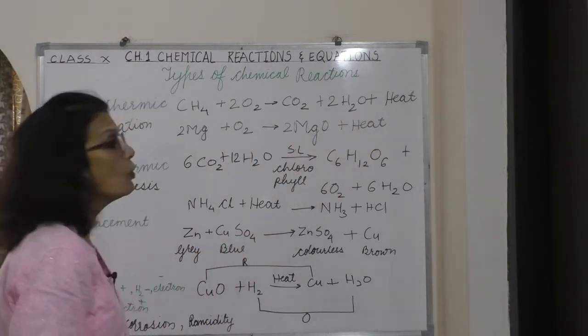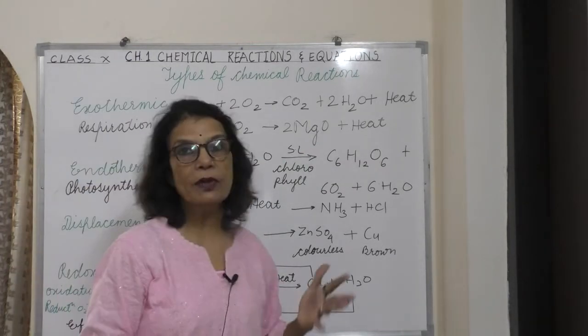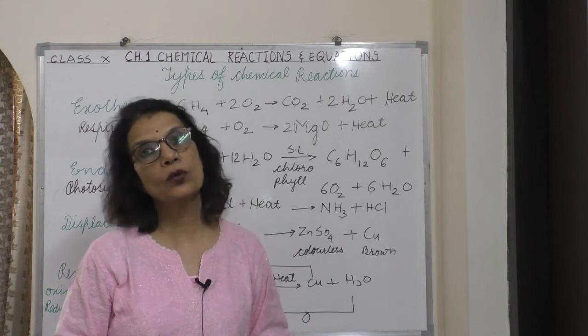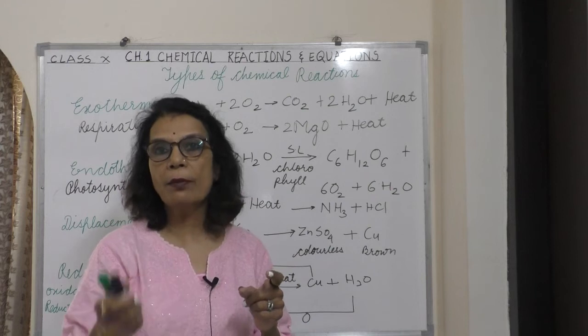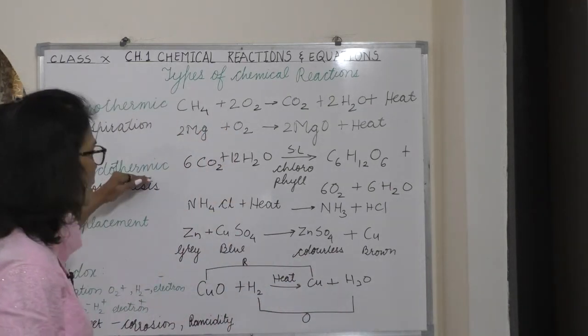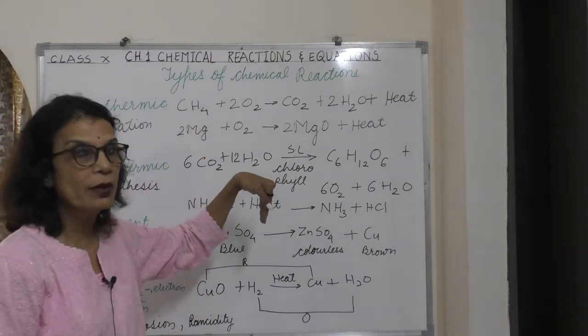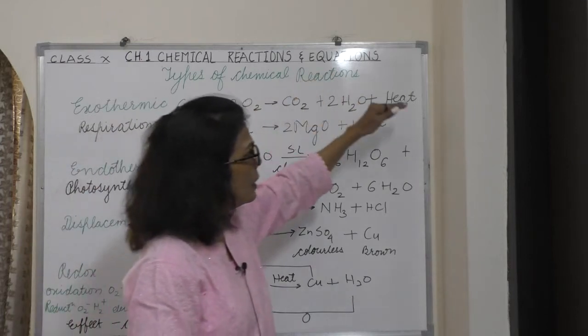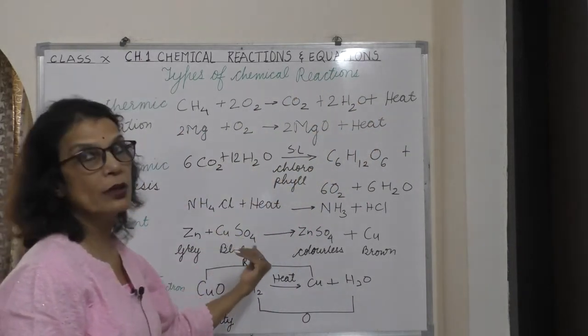An example of exothermic reaction is respiration. In respiration we give out heat. It is also a chemical reaction, we can say. Coming to the second, that is endothermic. In endothermic, sunlight is needed for the reaction. In exothermic, heat is coming out as a product. Here in endothermic, heat is needed for the reaction.